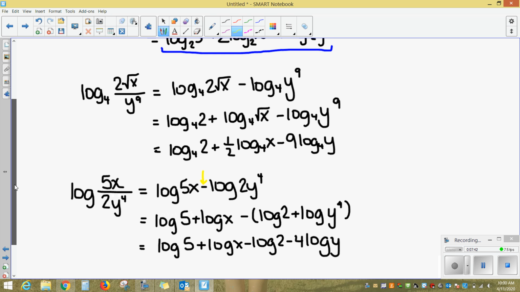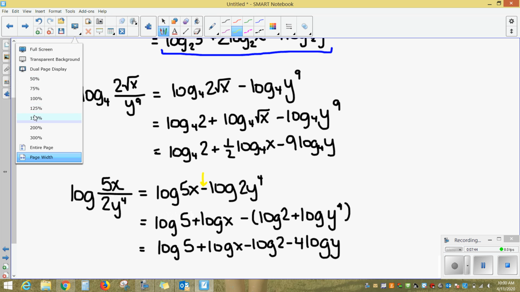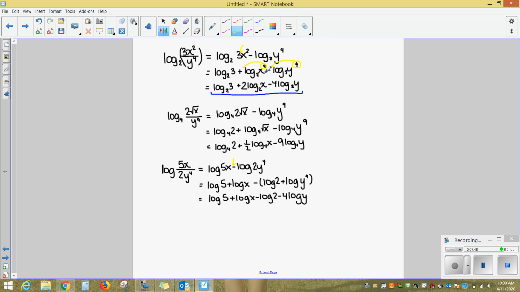So here are some examples of us writing our logs as sums and differences and expanding them all the way. In the next video, we'll practice putting them back together.